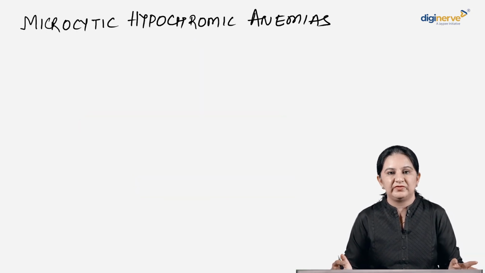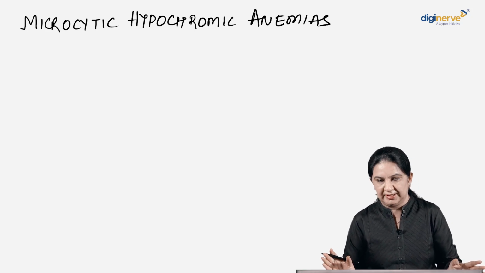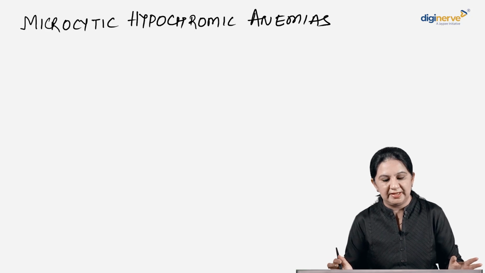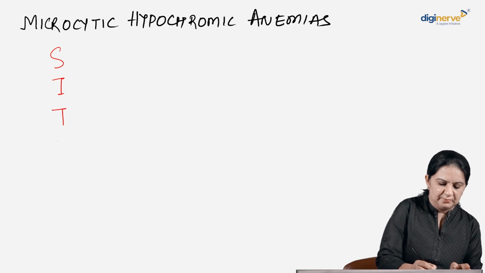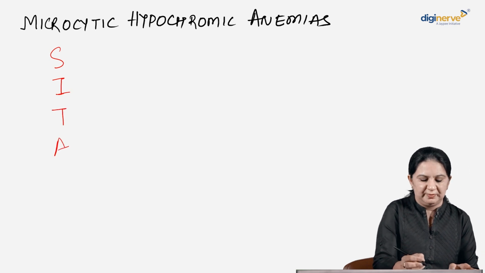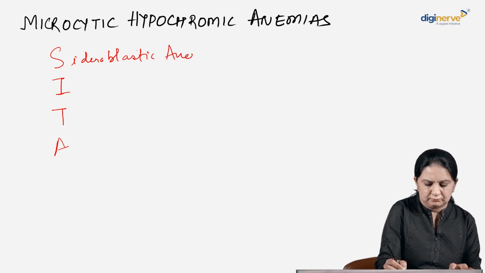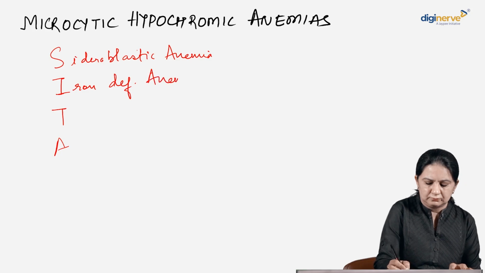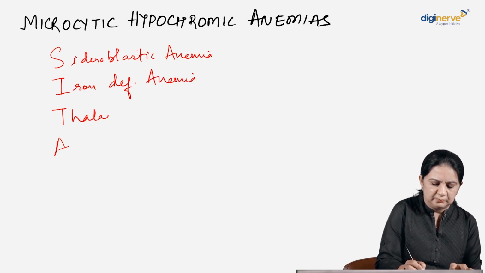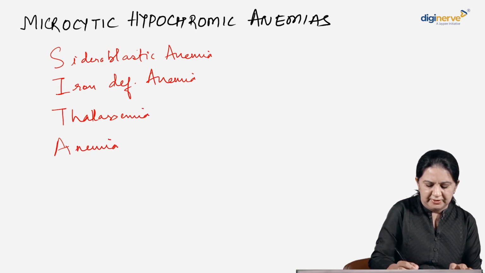So let's start with microcytic hypochromic anemia. Please remember, this is one of the favorite topics of your examiners, and please be assured one question will definitely come from microcytic hypochromic anemias. We all know what the microcytic hypochromic anemias are. We know the traditional mnemonic for this, SITA. All right. Please remember SITA for your microcytic hypochromic anemias. Sideroblastic anemias, iron deficiency anemia, thalassemia, and anemia of chronic disease.